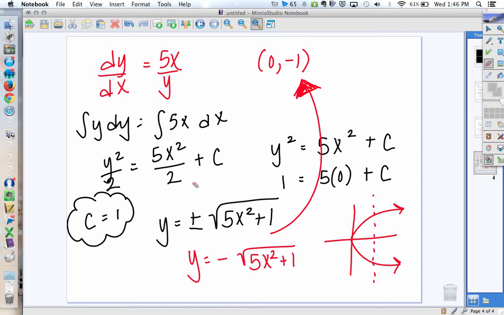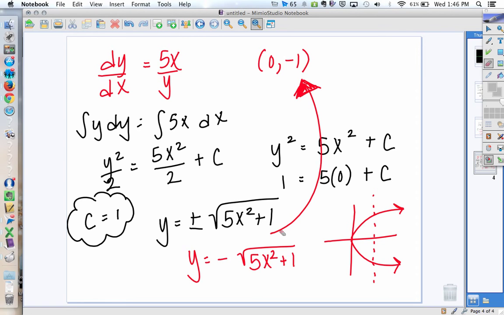So now you have to solve for c. You can solve for c at any time, but you're better off just solving for it here, and you'll do all this work out and get that c equals 1. So once you have what y equals, you can go ahead and put your c back in. Now this is y squared, so you are going to have a plus and minus branch of the square root of 5x squared plus 1. You need to think about your particular solution here.